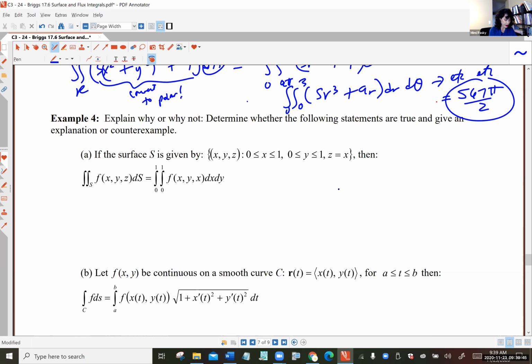If the surface S is given by all ordered triples such that x lies between 0 and 1, y also lies between 0 and 1, but z is equal to x, then this scalar surface integral would be converted to a regular double integral where you'd have your dx dy and x and y are both going from 0 to 1. And then your density function f(x, y, x), because it looks like they're replacing the z with x, which is good. And there you go. You have your scalar surface integral. True or false?